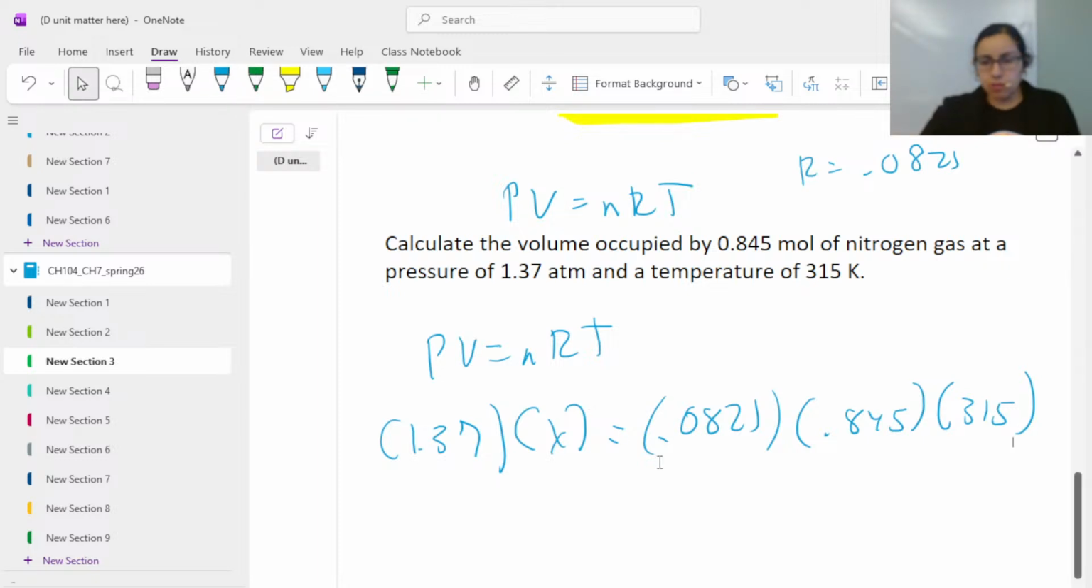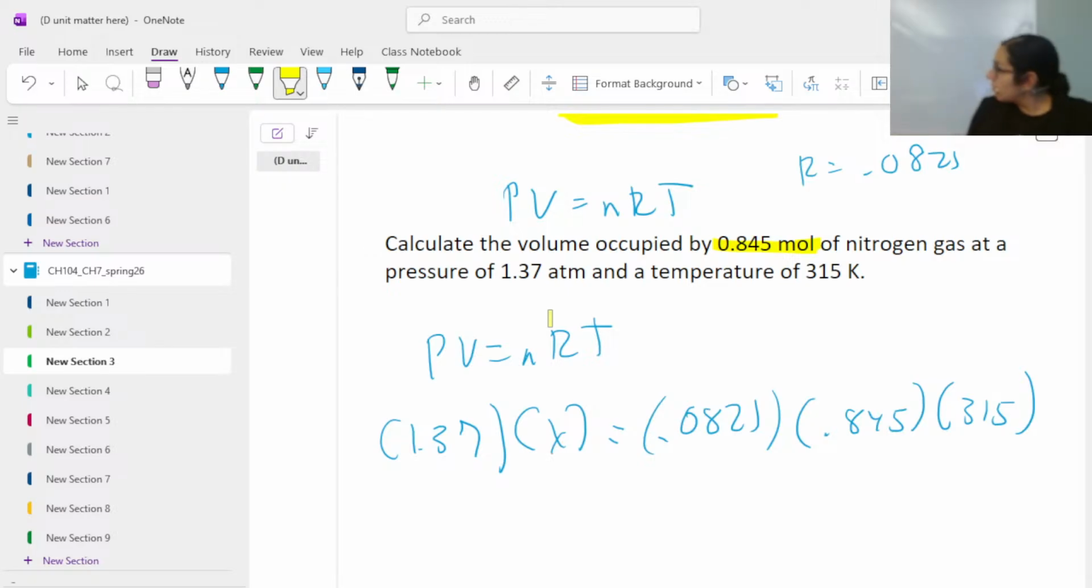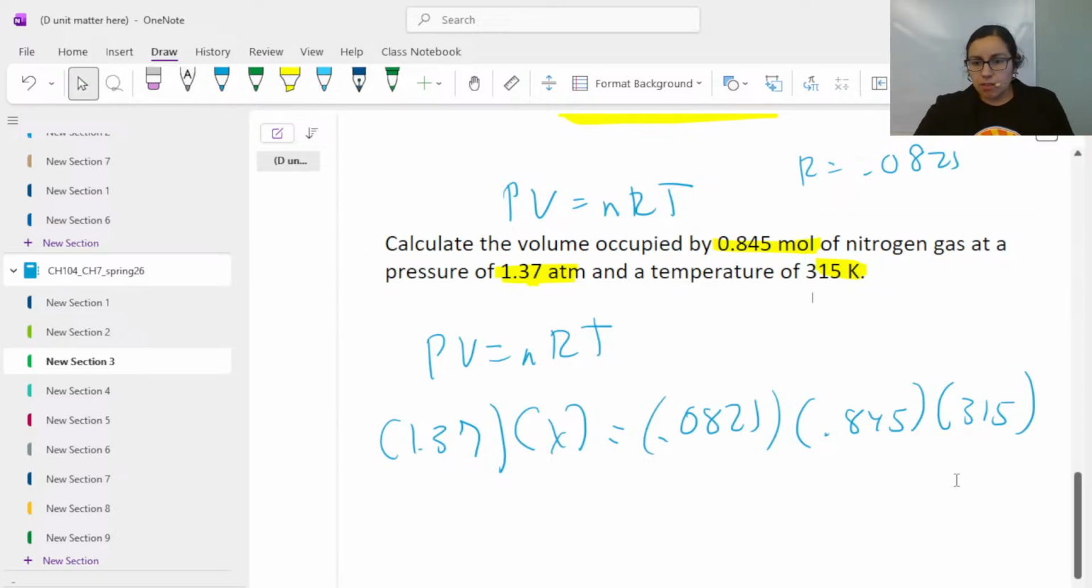So let's see how this one's going. I feel like this one was pretty easy just because we didn't have to do any conversions. Watch out, the future ones may not be as easy. We were already in ATM, and they even gave it to us in Kelvin. So let's just multiply one side and isolate our variable.